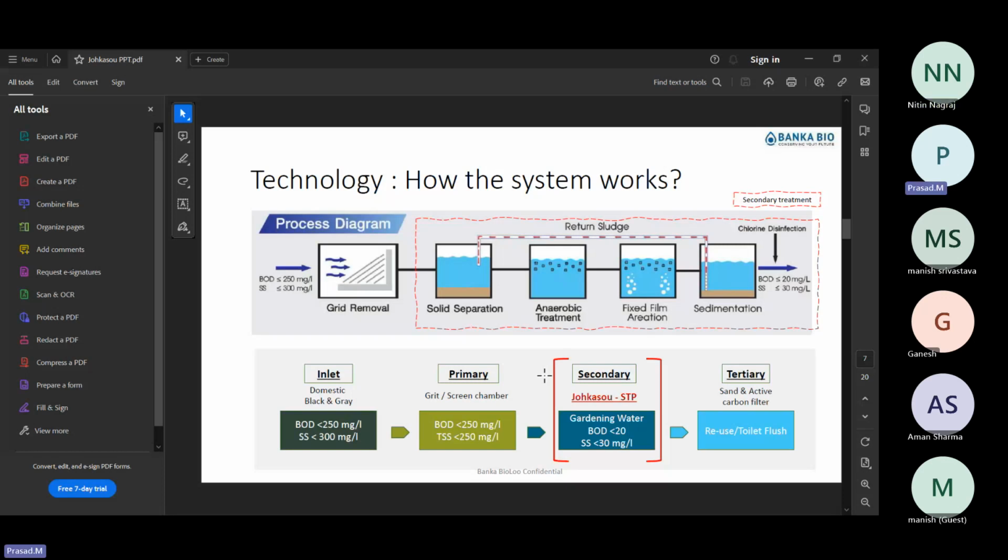Now, what are the sewage characteristics? Everybody knows the sewage characteristics and the inlet parameters we take into consideration, or can I explain? No need to explain. BOD, what is the range of BOD, COD?